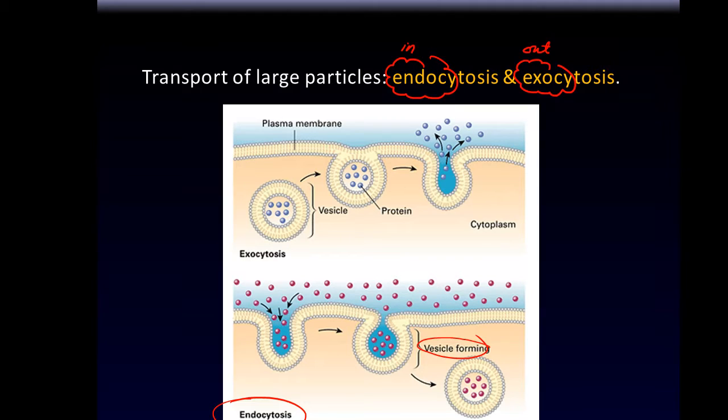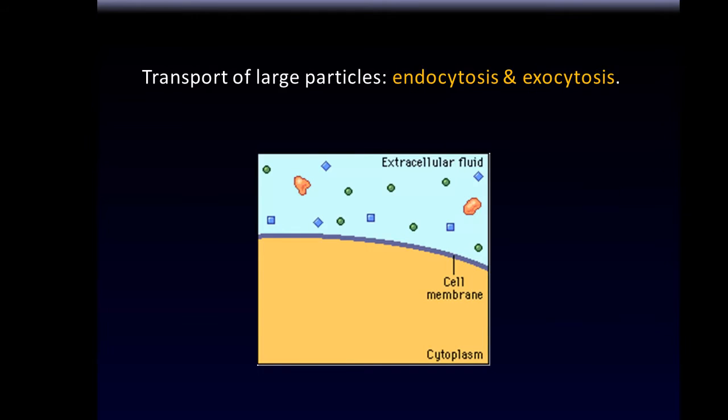On the other hand, if the cell wants to take the garbage out, so to speak, watch this. It takes the vesicle, and the vesicle, look, it fuses with the membrane, and then it exudes and spits out the contents like this. So this is exocytosis. Endocytosis, exocytosis. In and out. That's endocytosis. And then this is exocytosis.